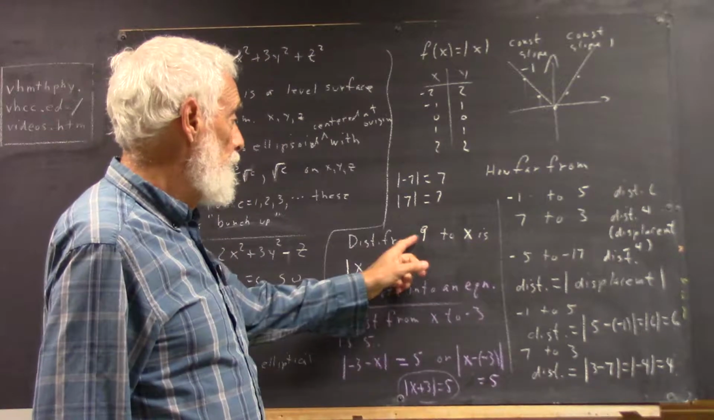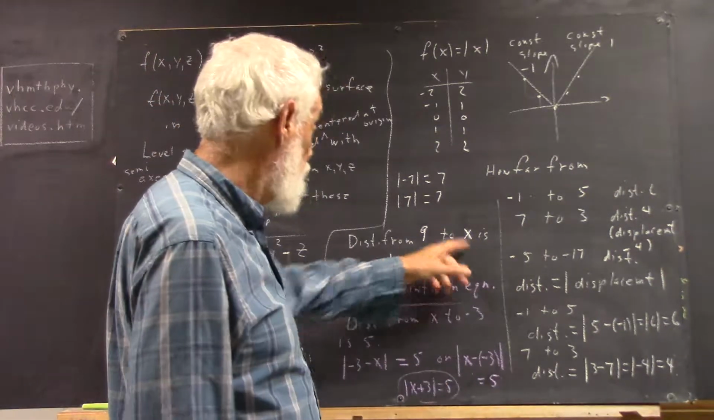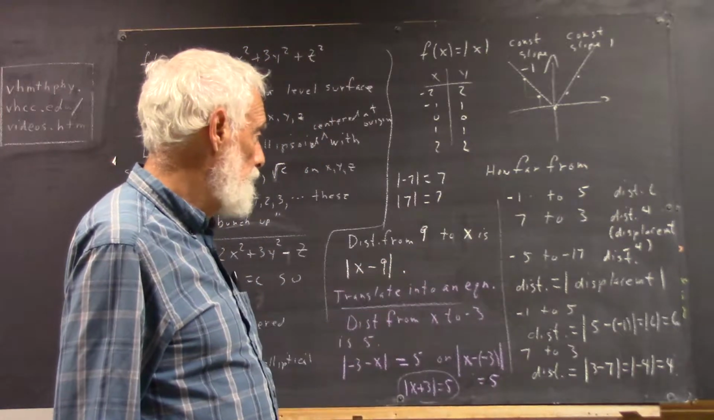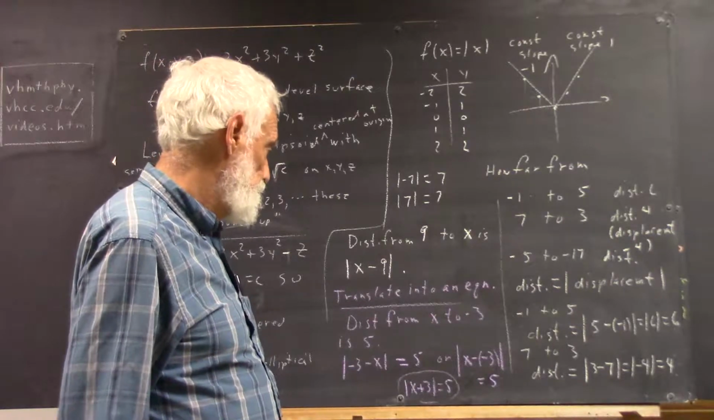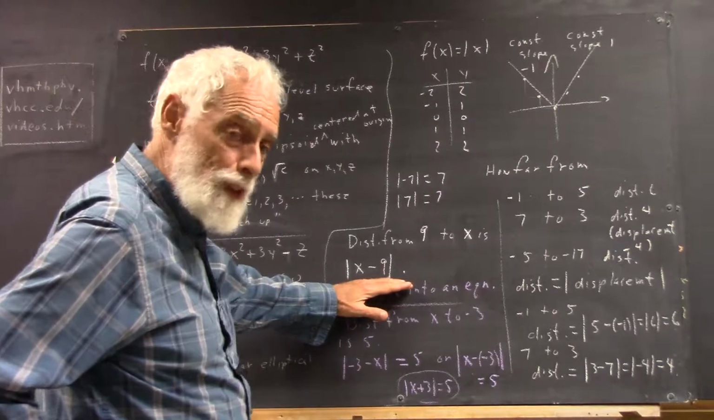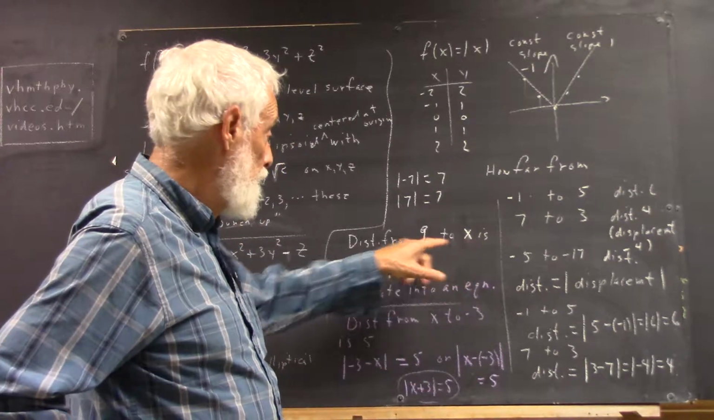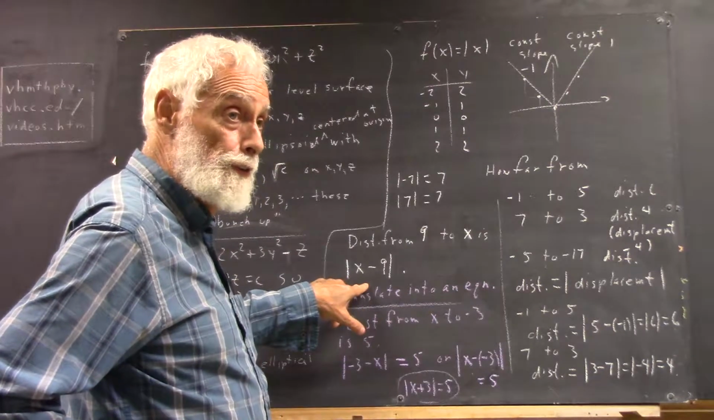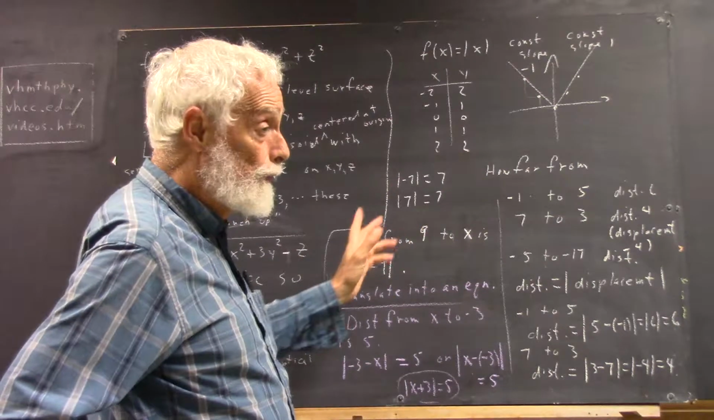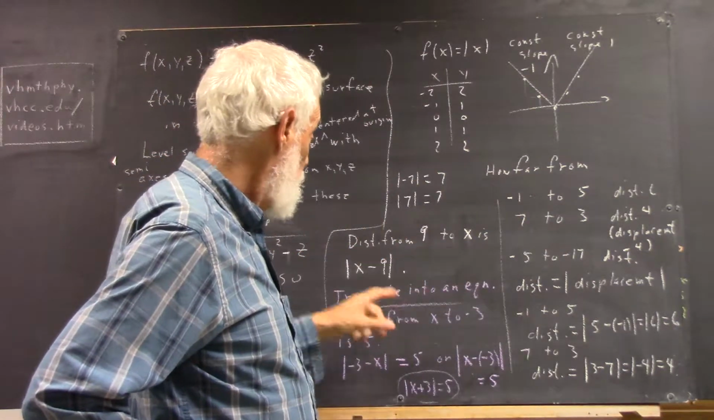Okay, what's the distance from 9 to x? Well, the displacement is x minus 9. So you would say it's the absolute value of x minus 9. The displacement from 9 to x is x minus 9. The distance is then the absolute value of that displacement. We don't know what x is. We don't know if x is on this side of 9 or that side of 9, so we could get a positive or a negative.